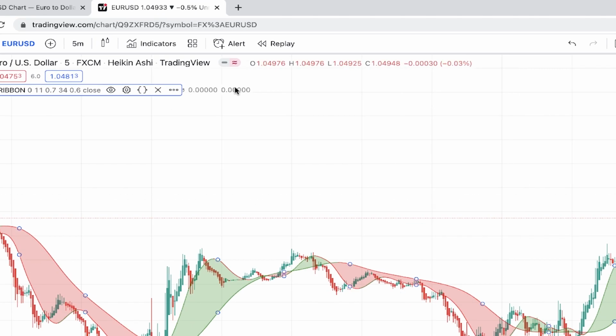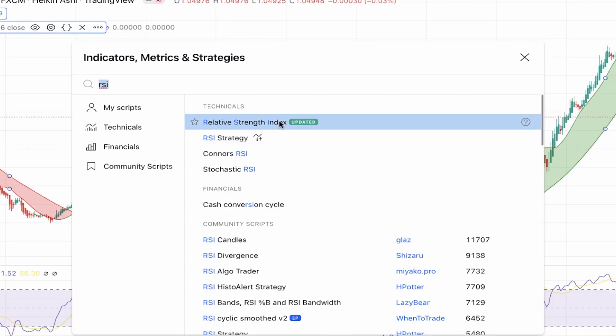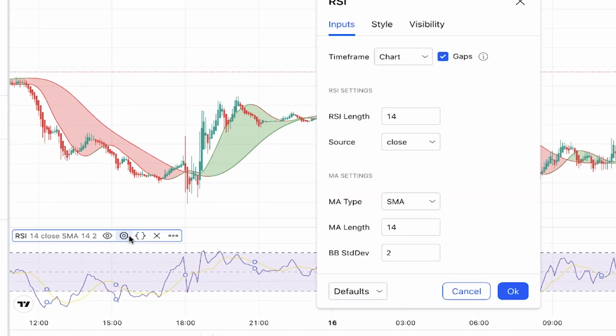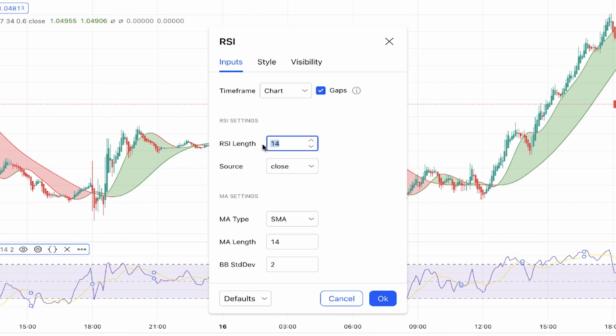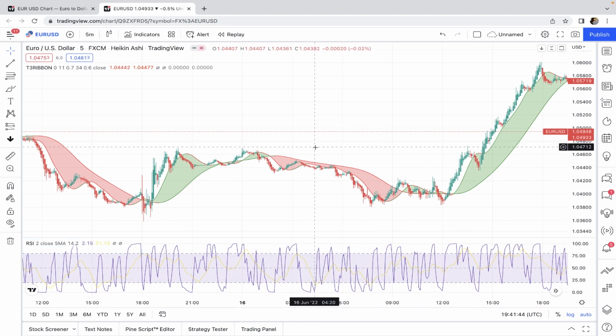The next indicator that we want to add is RSI, Relative Strength Index. And for this indicator also we must adjust its settings. For RSI length we set it on 2, and in the style tab, for RSI upper band we set it on 80, and for RSI lower band we set it on 20. We click on OK. Everything is already set on the chart.